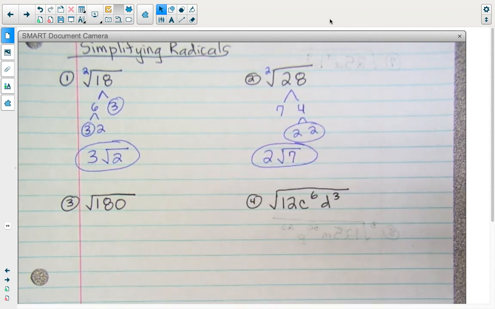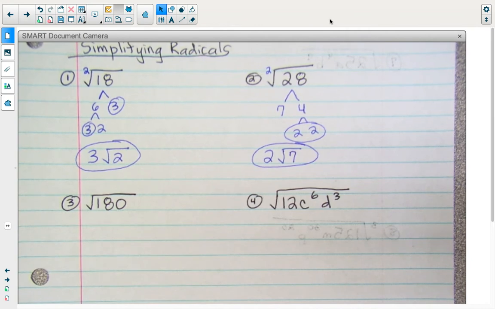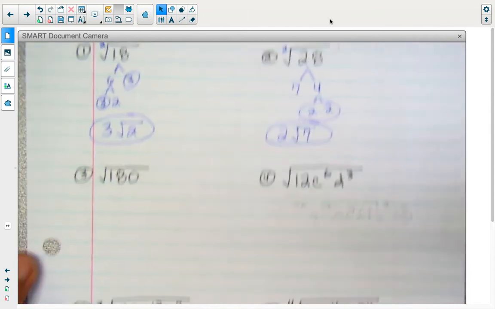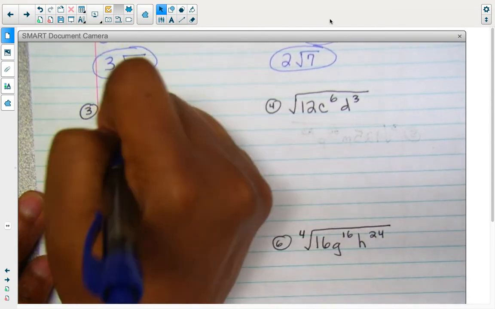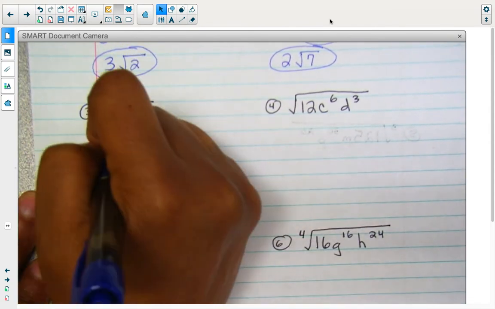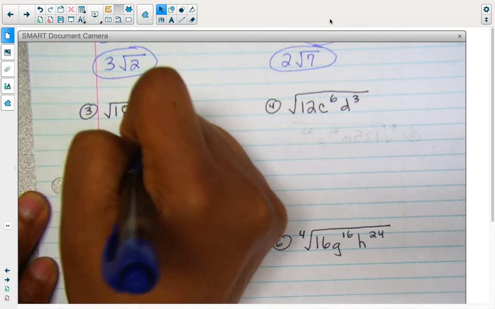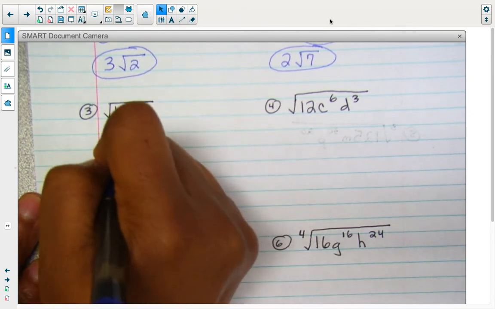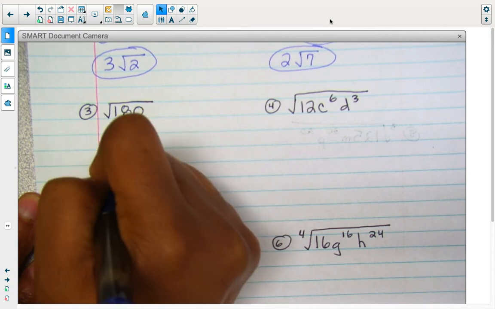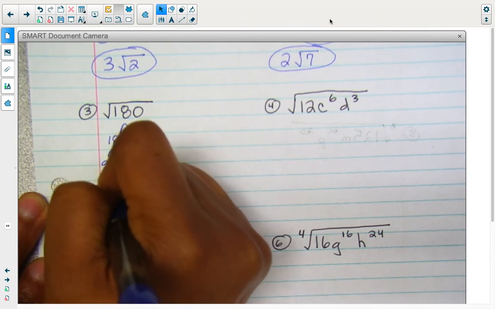So just like that, we have simplified the square root of 28, and it simplifies to 2 square root of 7. Number 3, break it on down. Let's do 18 times 10. So if I break 18 down, let's do 9 and 2. Break 9 down, 3 and 3.